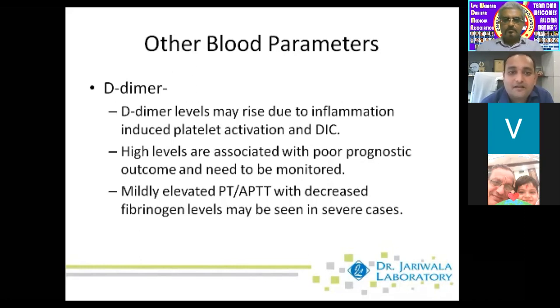Right? We all know that D-dimer is a very useful investigation for pulmonary thromboembolism, for deep vein thrombosis. So, it is the same mechanism. However, here there is microclotting, and the D-dimer levels don't rise as high as in pulmonary embolism, but they rise gradually and little by little. So this D-dimer also needs to be monitored.